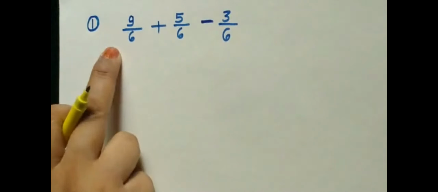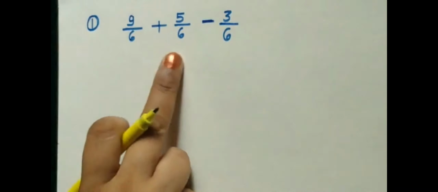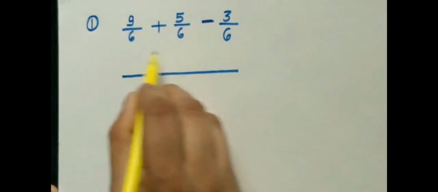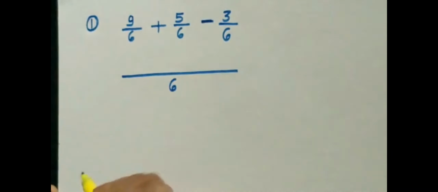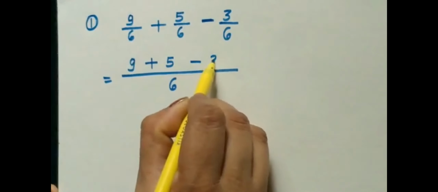Let's start. Here is our first example, 9 by 6 plus 5 by 6 minus 3 by 6. Here you can see that all these three fractions have denominator 6. So what we have to do here, we need to copy the denominator once and we need to add the numerator according to its sign. So here 9 plus 5 minus 3.